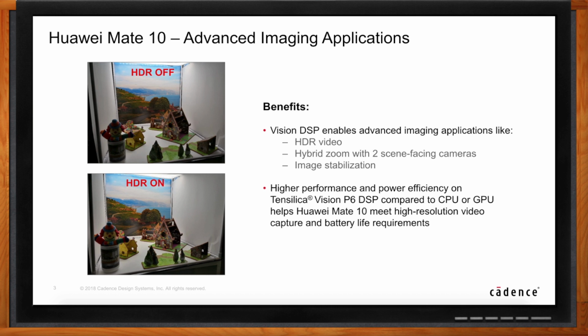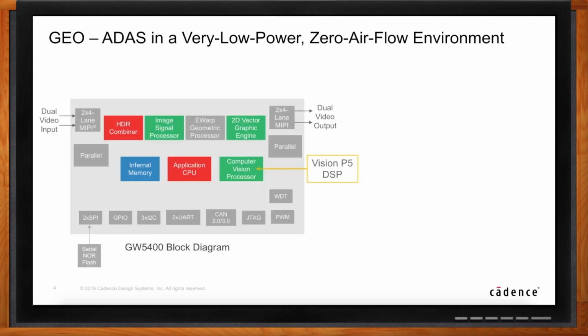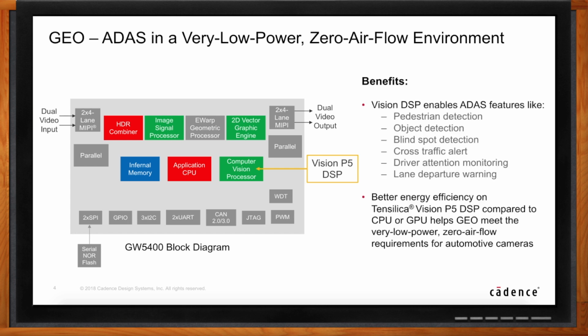Another example I can tell you is a company called Geo Semiconductor. Geo Semiconductor uses our Vision P5 DSP to offload computer vision. They call it a computer vision processor. They use our Vision P5 in the GW5400 product to do vision processing, to do pedestrian detection, object detection, blind spot detection. So their target market is automotive for their intelligent rear view camera. So, most of our cars today have a rear view camera.